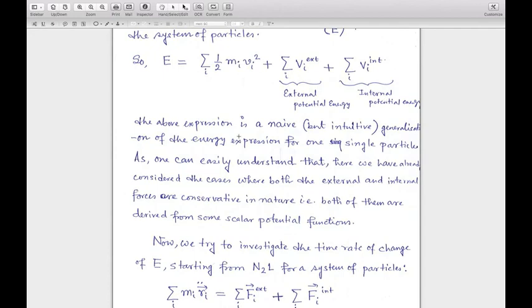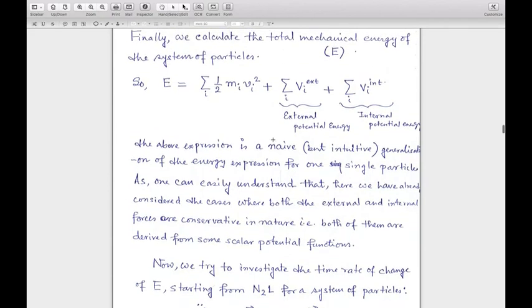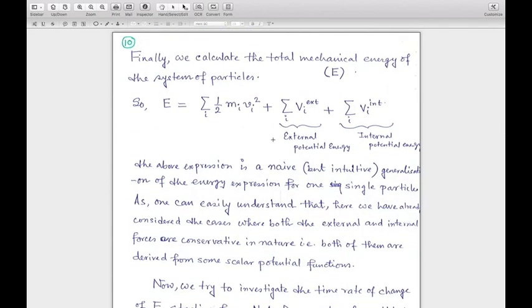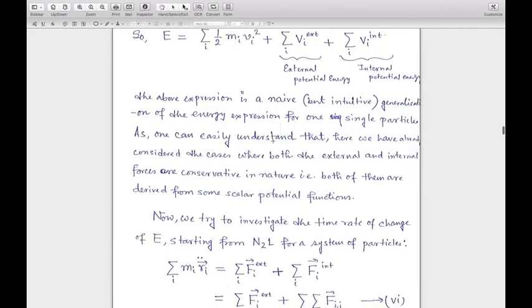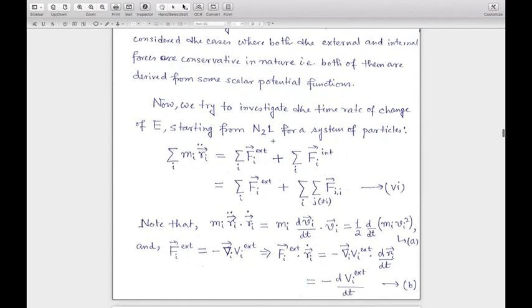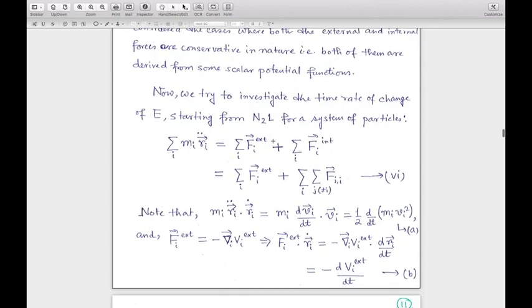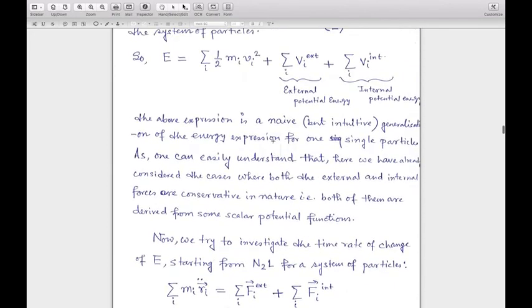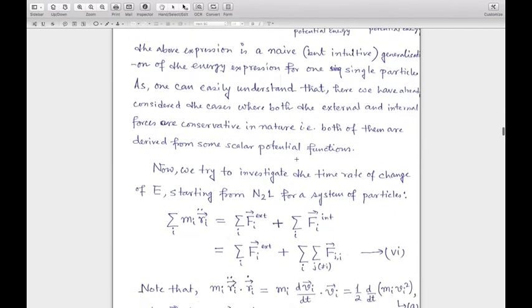Now, the basic assumption here is, of course, that all the forces are conservative in nature. What happens if the forces are non-conservative in nature? We know in general that the energy is not conserved, and how to do the analysis you can have a look on your own, and let me know what you find. But here I am just doing it for conservative forces where these potential energies are defined.